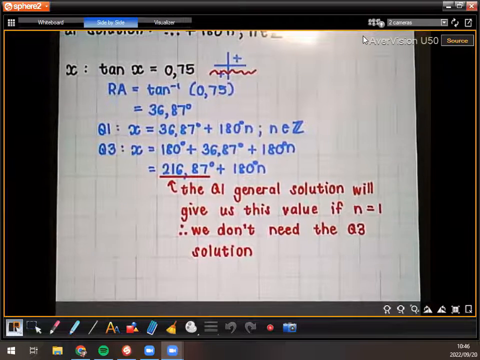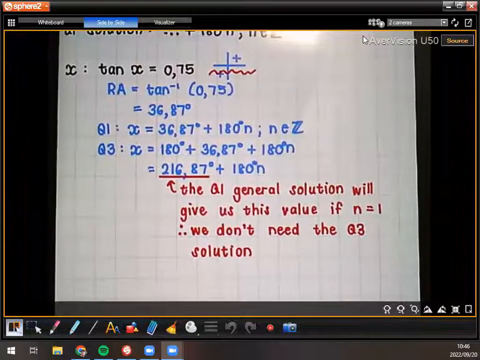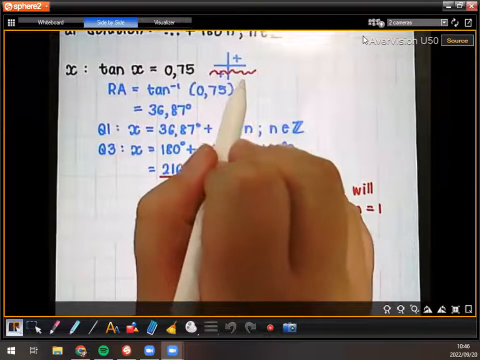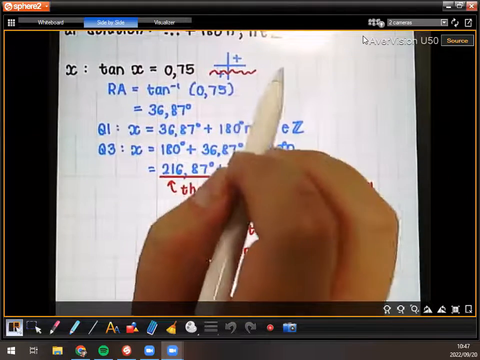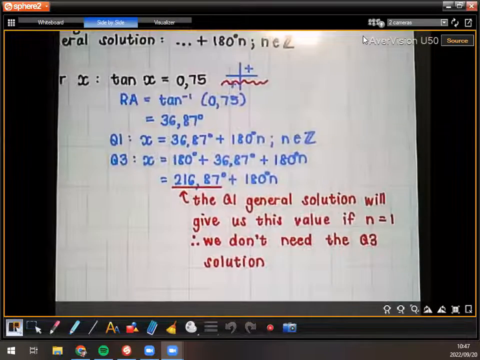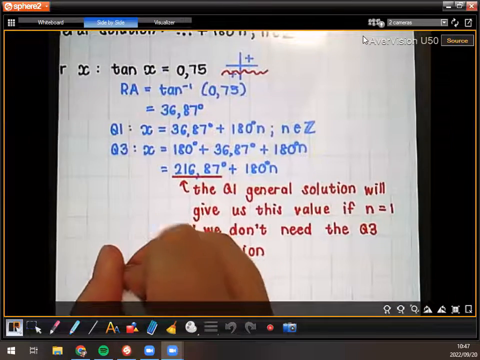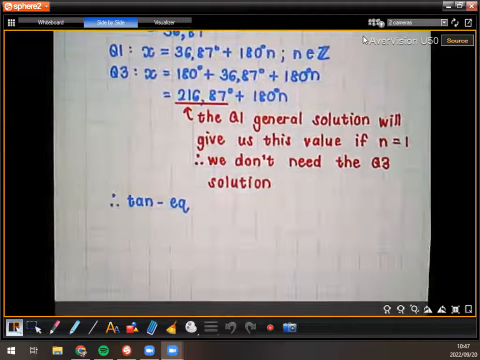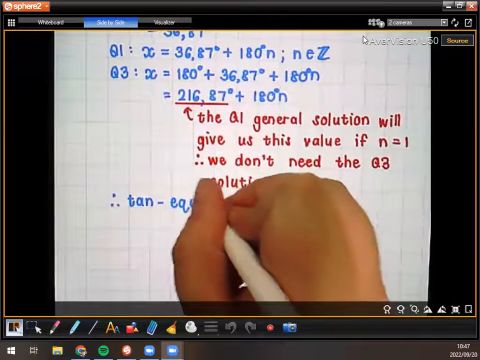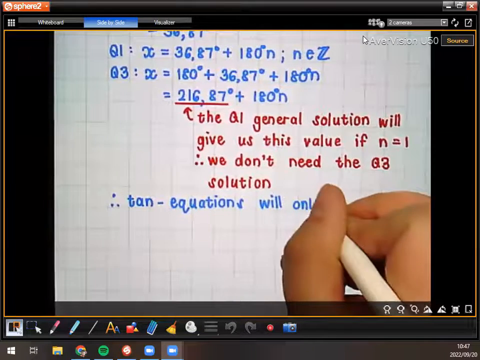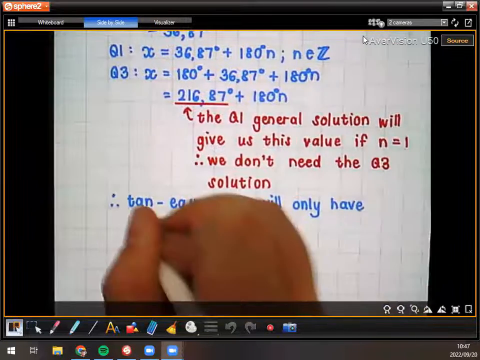We are never actually going to have to do a quadrant 3 solution for a tan equation, or if it was negative, we can just do the quadrant 2 solution, and we're not going to have to do the quadrant 4. So for tan, you only have to do one solution. You might not understand why, but remember that. Therefore, tan equations will only have one general solution.